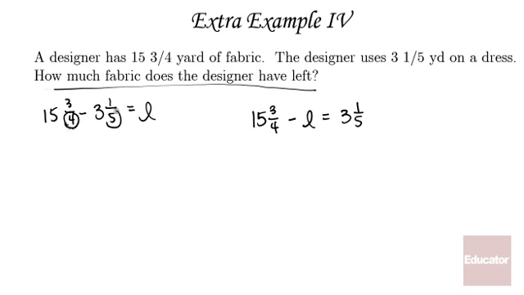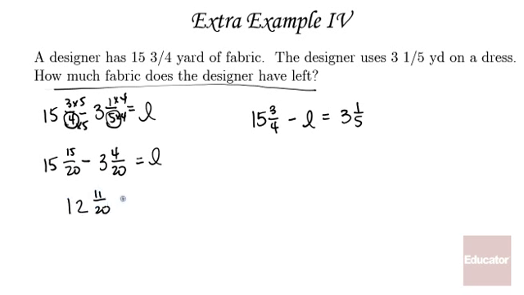So 4 and 5 can both be 20, multiplied by 5, multiplied by 5. I get 15 and 15 over 20 minus, multiplied by 4, 3 and 4 over 20 equals what's left over. 15 minus 3 is 12, and 15 minus 4 is 11 over 20. So the leftover portion is 12 and 11 over 20 yards.